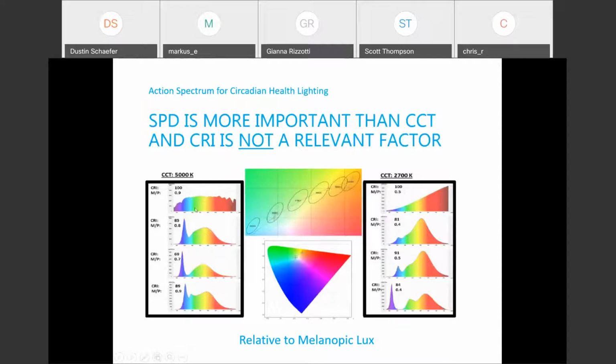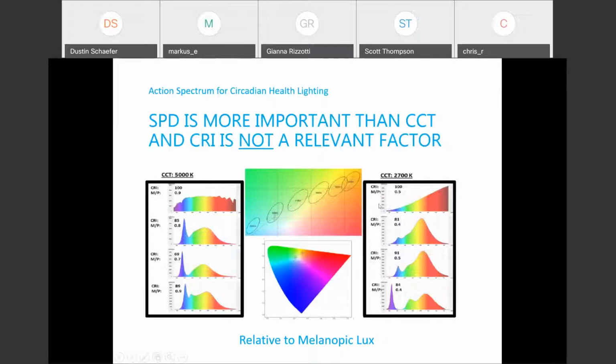On the left here, you see a bunch of spectral power distribution diagrams of sources that have 5,000 Kelvin color temperature. On the right, a bunch that have 2,700 Kelvin color temperature. You can see that the curves on the right have a lot more red light in their energy bands. So that means that these will probably not have as much melanopic light.